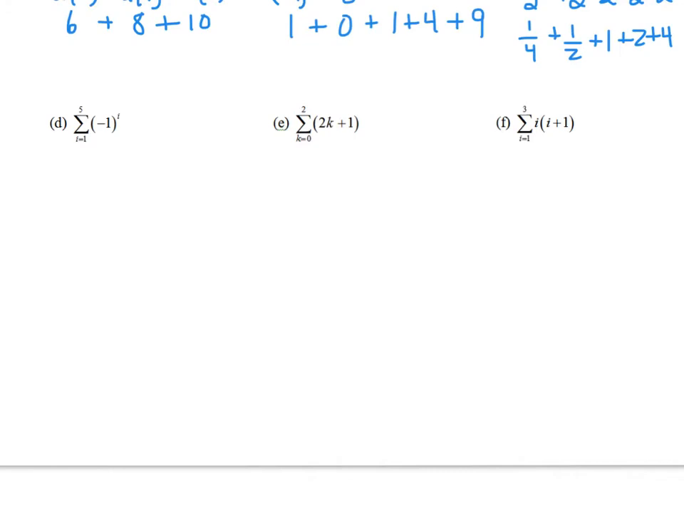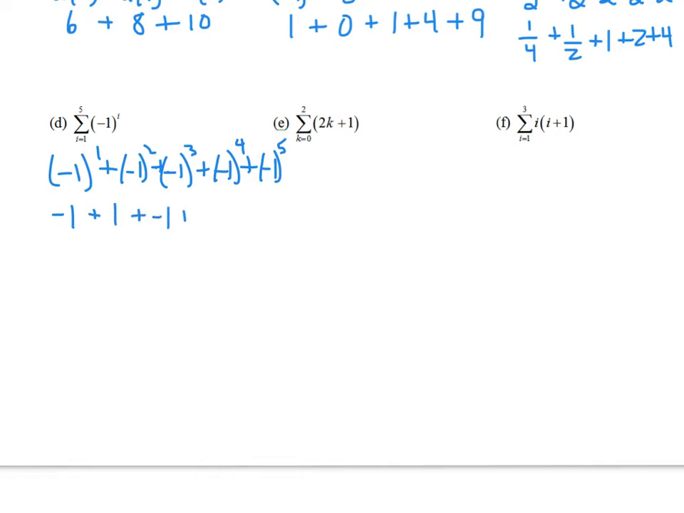Let's try a couple more. So I starts at 1 and goes to 5. My function is negative 1 to the I. So negative 1 to the first plus negative 1 to the second plus negative 1 to the third plus negative 1 to the fourth plus negative 1 to the fifth. So negative 1 to any odd power is going to give me negative 1. Negative 1 to any even power is going to give me a positive 1. So I'm adding together the terms negative 1 plus negative 1 plus 1 plus negative 1. And I see that there's one extra negative 1, so therefore my total must be negative 1.